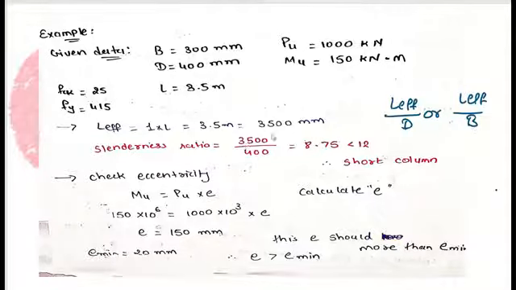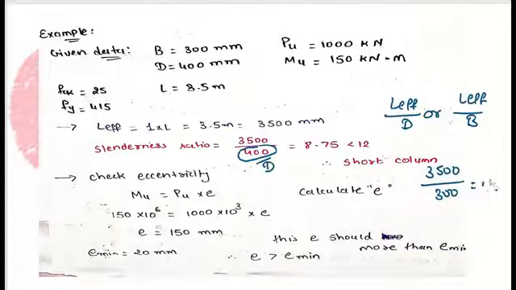See here in this example, we have written L effective, it means 3500 mm upon 400, that means D, correct? Okay, so here the slenderness ratio is 8.75, which is less than 12. And if we talk in terms of least lateral dimension, that means 3500 upon 300, the value is 11.6. It is also less than 12. So we can say that we can design our column as a short column.